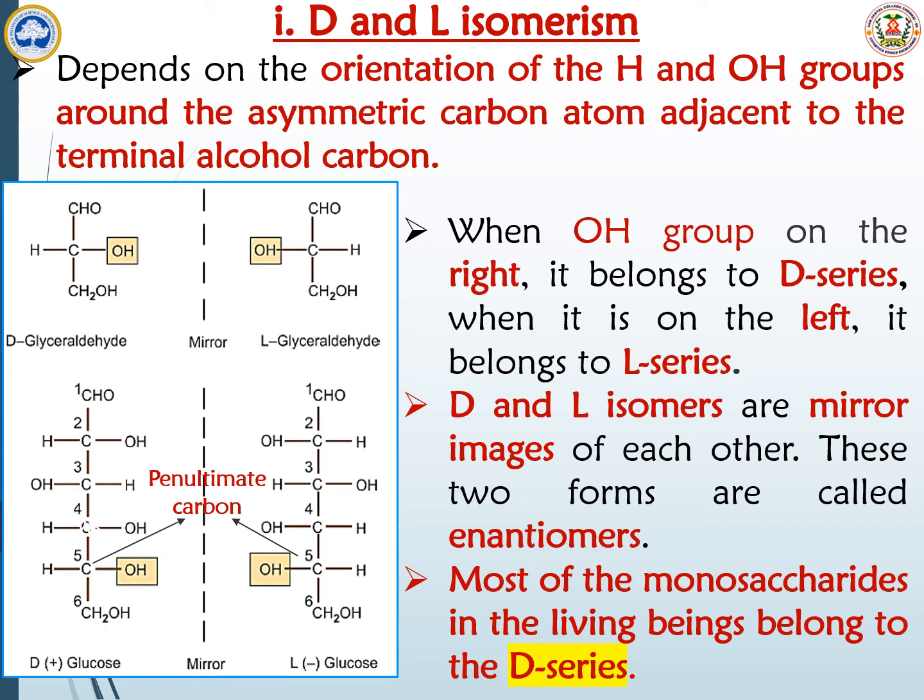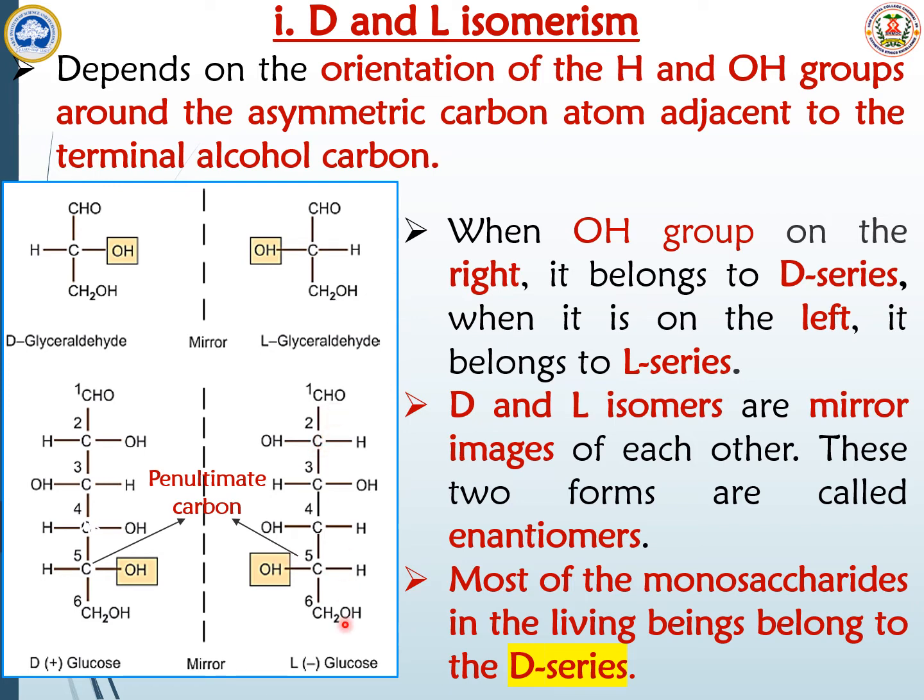D and L isomerism depends on the orientation of the H and OH groups around the asymmetric carbon which is adjacent to the terminal alcohol carbon. The carbon adjacent to the terminal alcohol carbon is also called the penultimate carbon. In the penultimate carbon, when the OH is on the right, the structure is a D series sugar. In the same way, when the OH is on the left, the structure is an L series sugar.